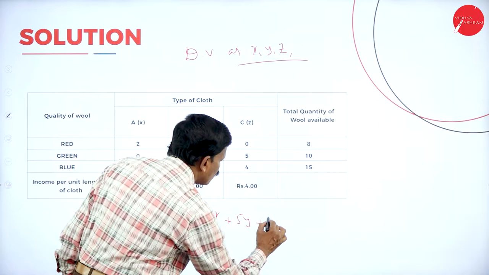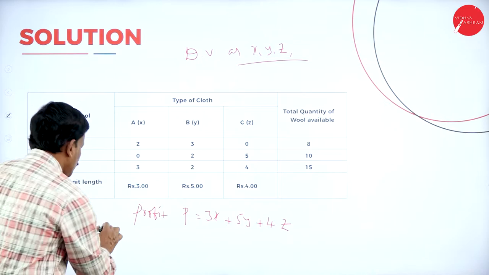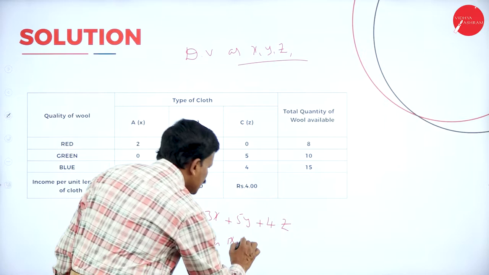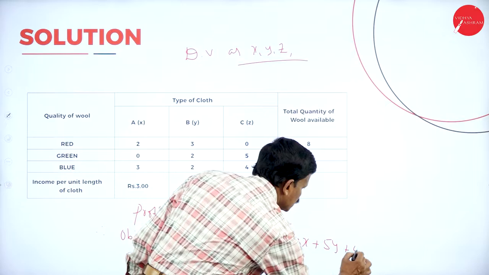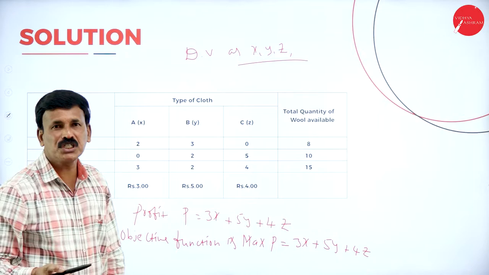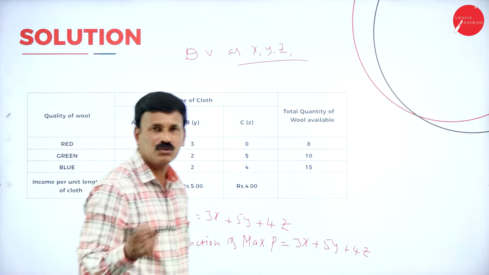Now what is the intention? To get the maximum profit. So our objective function is maximum P. Max P is equal to 3x plus 5y plus 4z. And the remaining is subjected to the constraints. Use the constraints and formulate them in mathematical form. Hope you followed this.